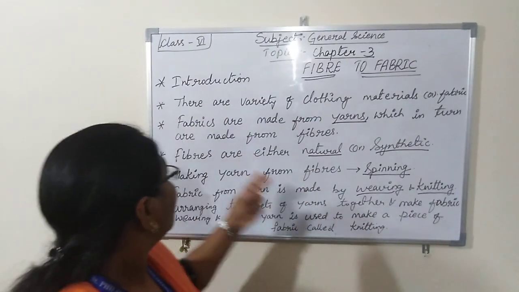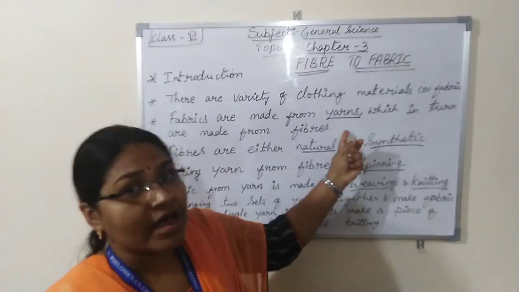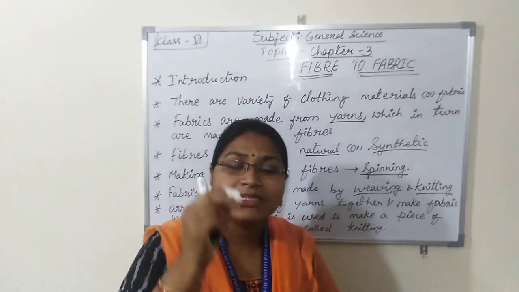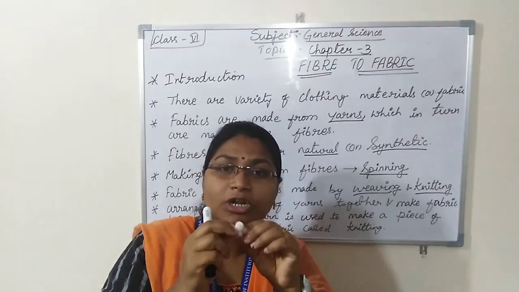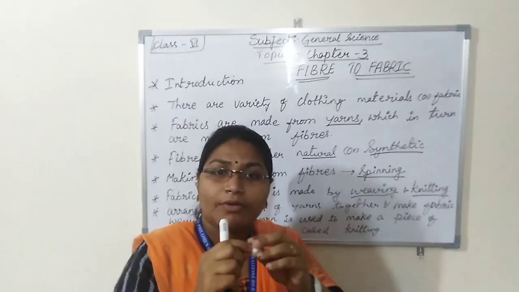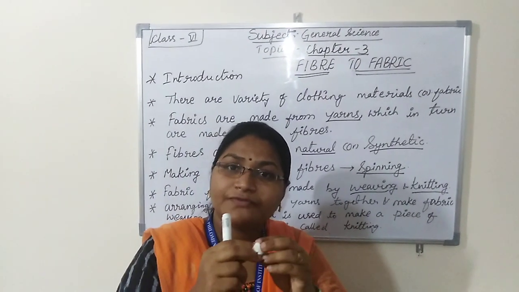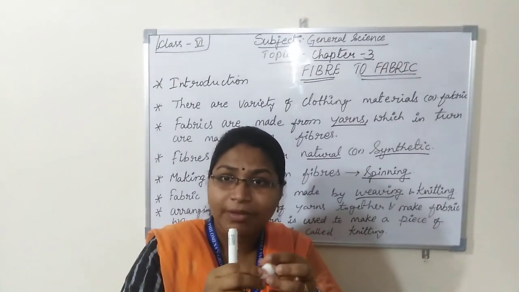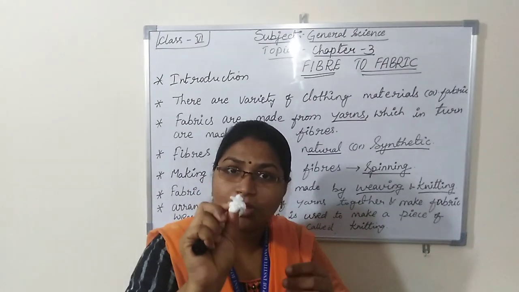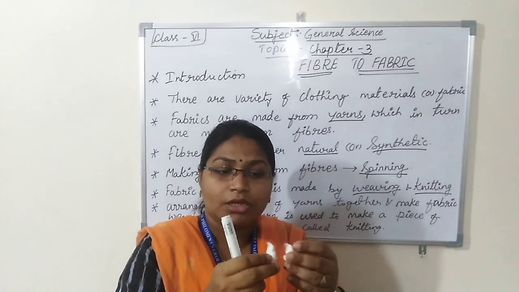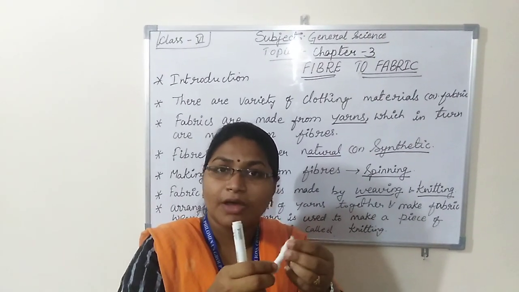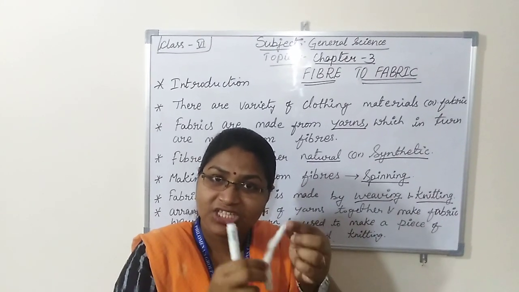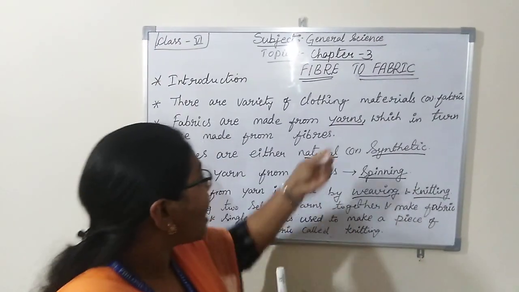So fabrics are made from yarns. So what is the yarn? Suppose here this is the cotton. We will get cotton from the cotton plant and we will separate this cotton from the cotton seeds, that is called the ginning process. After that we will make, this is called a fiber. When we join this fiber together and make a thread-like structure, that is called a yarn.